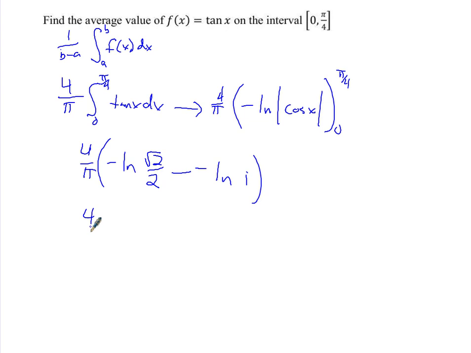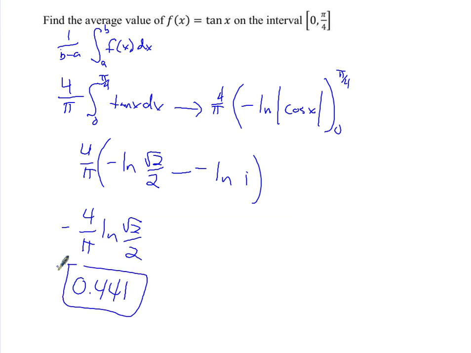And now I have 4 over pi times the negative natural log of the square root of 2 over 2. So as a decimal, 0.4412. So 0.441 to 3 decimal places is your answer. Nice job.